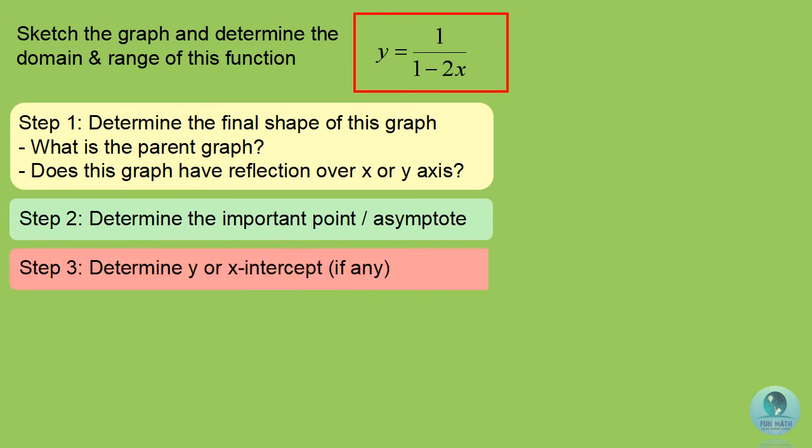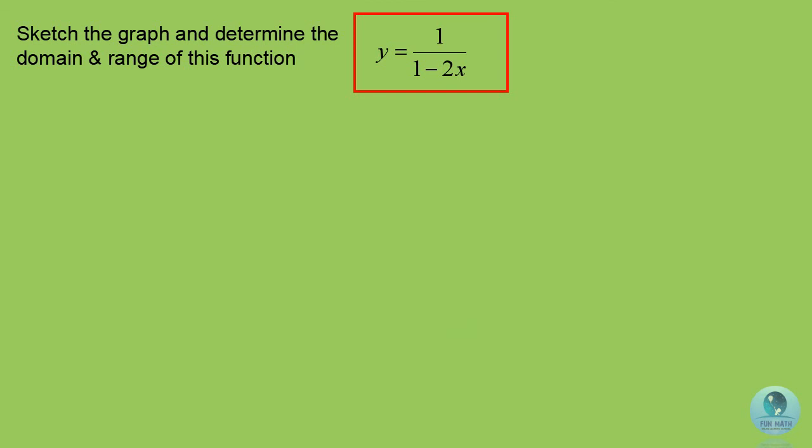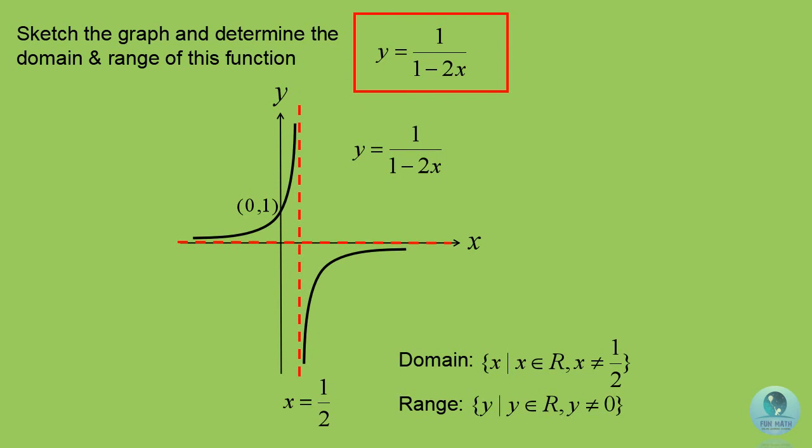Step 3. To find y-intercept, let x equals to 0. So y-intercept is 0, 1. This is how the graph looks like. The domain will be x consists of all real numbers except x equals to half. And range will be y consists of all real numbers except y equals to 0.